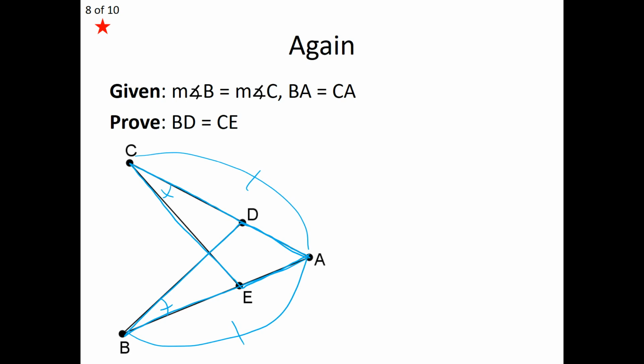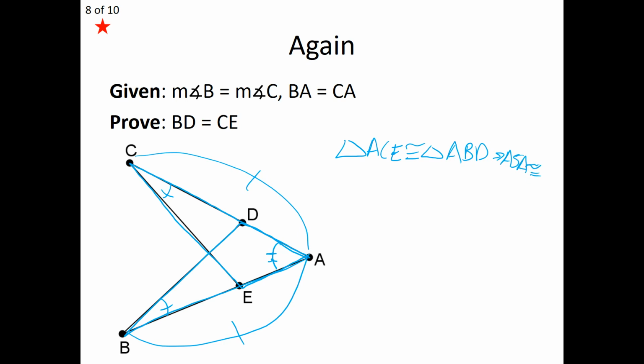And we like when triangles overlap. They either share a side, or in this case, they share an angle. We can claim angle A is equal to itself, which then means we have enough to declare congruence between the two triangles, right? We have triangle ACE is congruent to triangle ABD by angle side angle congruence this time.